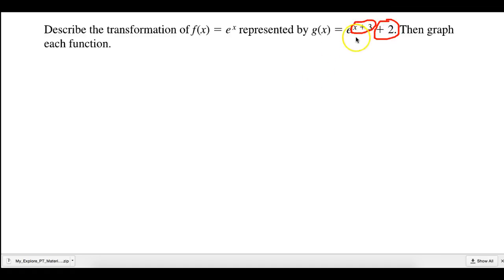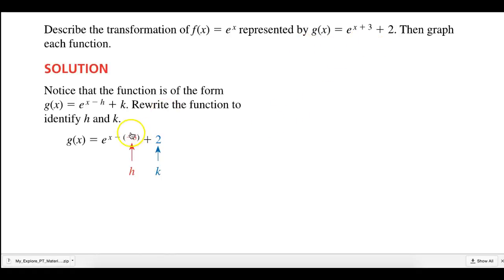Now, because this is for our input, if you remember, it's x minus h. So plus 3 is really x minus -3. So this is actually a shift 3 units in the left direction because this is a change to our input. The plus 2 is a shift 2 units up because that is a change to our entire function. So in this example, we are moving 3 units to the left and 2 units up because our h value is -3 and k is plus 2.